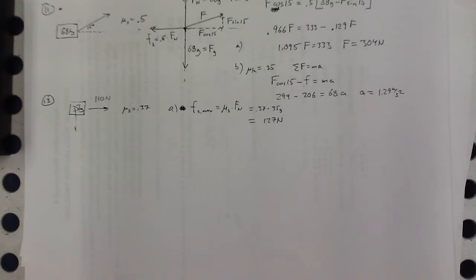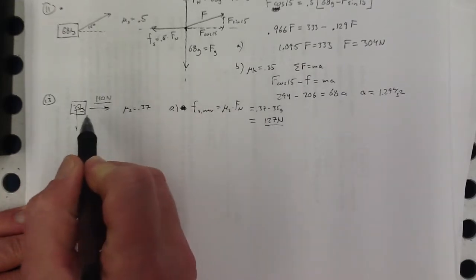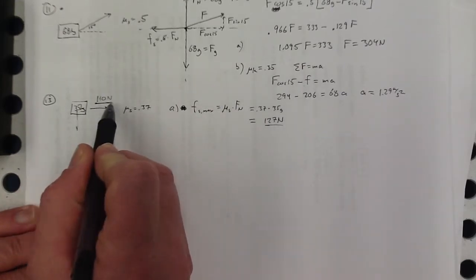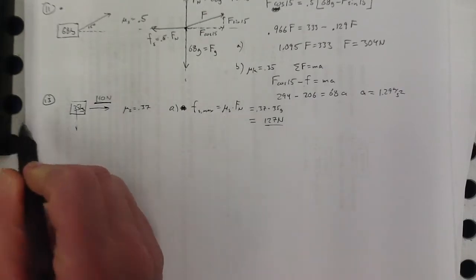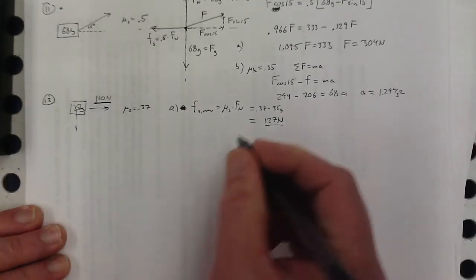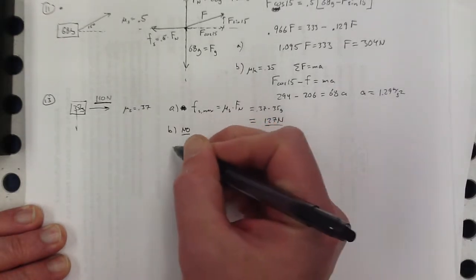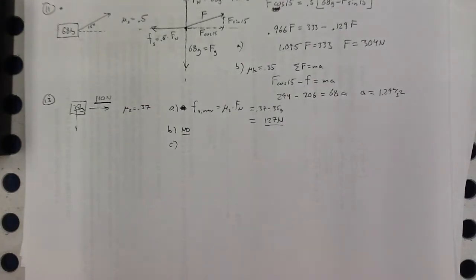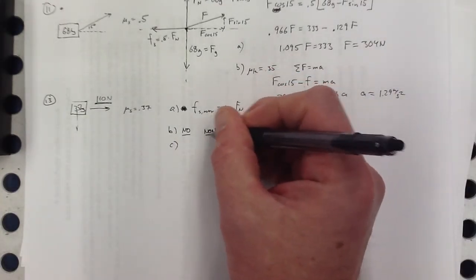Number B, does the crate move? No, because that is enough to match this. It would, in fact, just match this. It's not going to be more than this, because if it was more than that, then it would start accelerating the other way, and that would be weird and impossible. So, no. It does not. In the French version of our textbook, the answer for that problem is no.